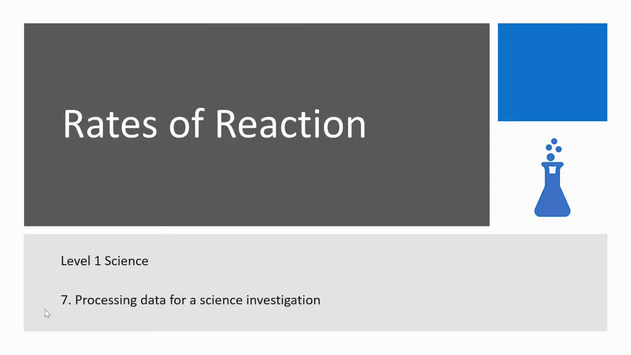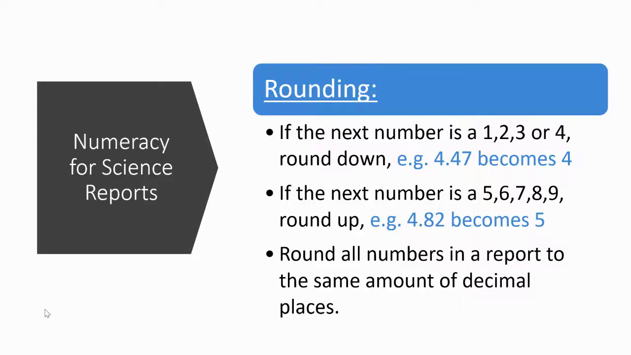Mrs. Goodson here, and this video is number 7, and it's about processing the data that we collect from a science investigation, and in particular for a chemistry investigation, and the one that we're looking at is rates of reaction. So first of all, looking at the numbers that you collect, you will have to round them, especially if you're taking the averages. Just a reminder about rounding.